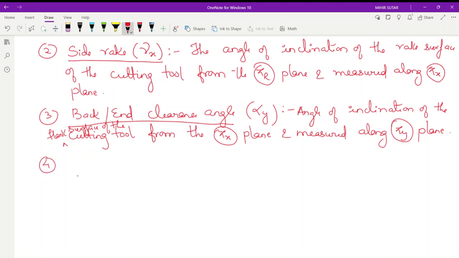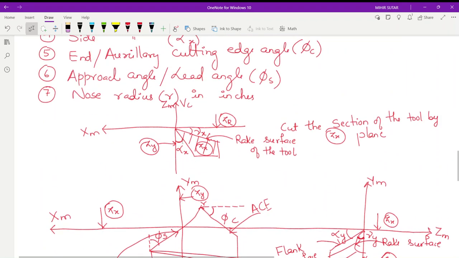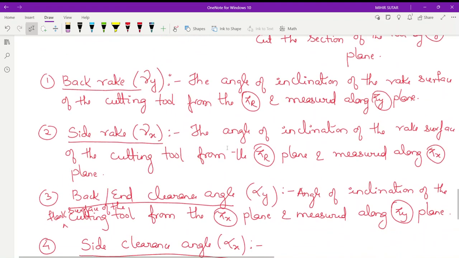And fourth one is your side clearance angle. Clearance angle is alpha, and side clearance angle is alpha x. We will go to the figure. Where is the alpha x? What is alpha x? It is the angle of inclination of the principal flank surface of the cutting tool from the pi y plane and measured along pi x plane.